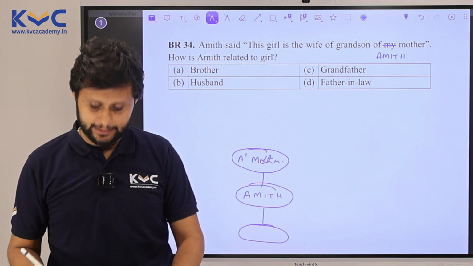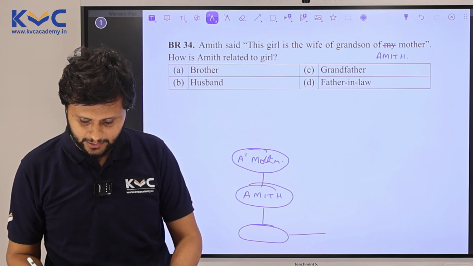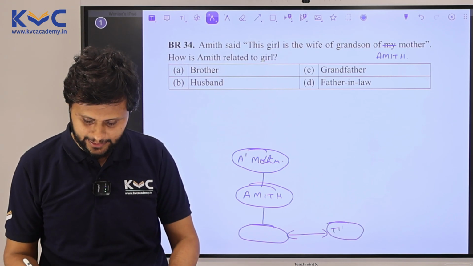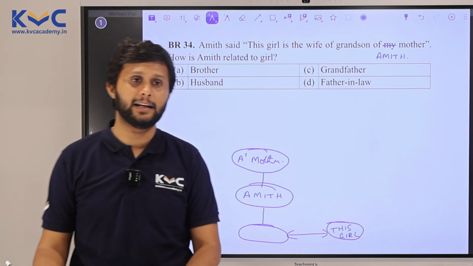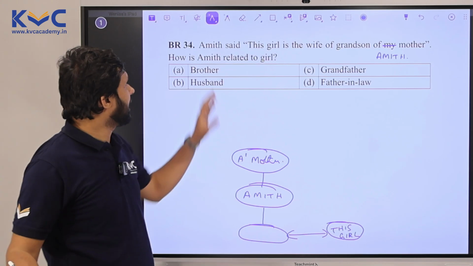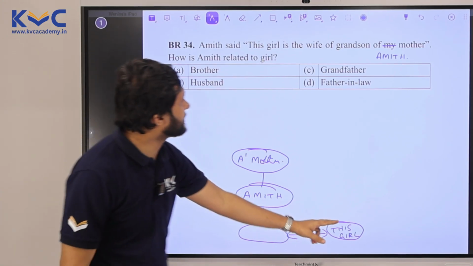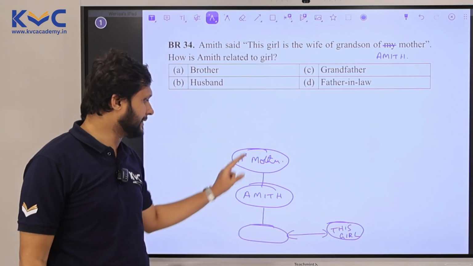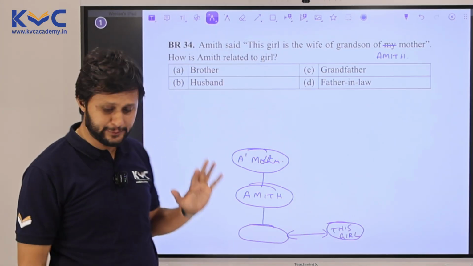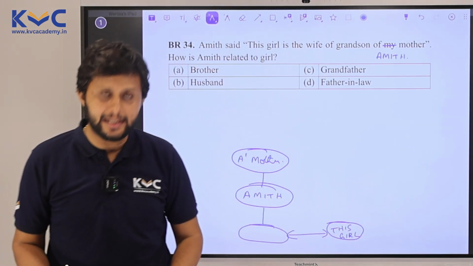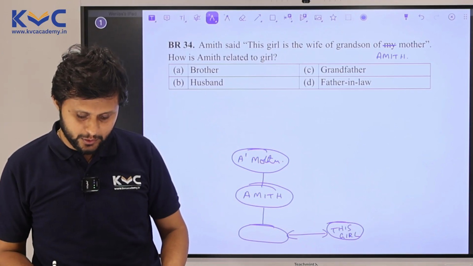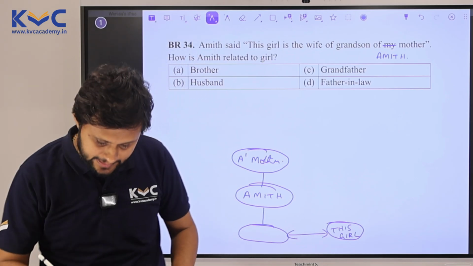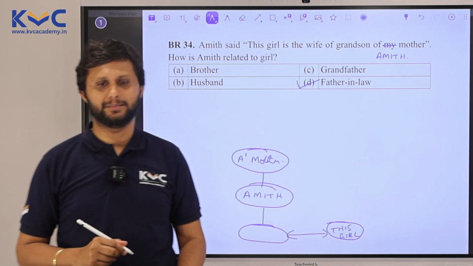Who is this girl? This girl means here. Wife, so she is here. Correct? So that is this girl. Now, let's read it again. Amit said, this girl is the wife of grandson of my mother. Son's son is grandson. Perfect. Now what are they asking you? How is Amit related to the girl? So from the girl's point of view, husband's father. Husband's father is father-in-law. Perfect.